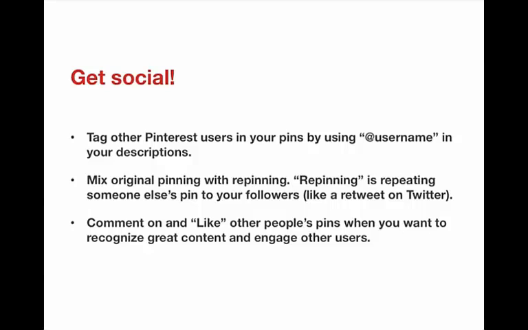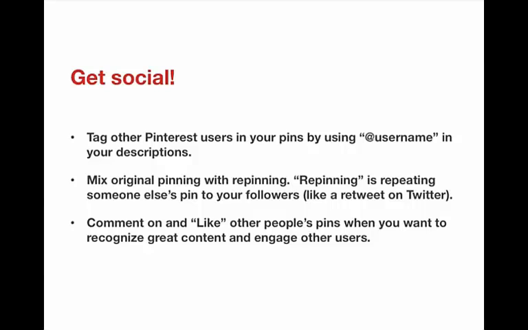So get out there, get social, tag other Pinterest users in your pins, and let them know that you're following them and that you're recognizing them for their interesting pins, right? And the way you do that is by putting the @ symbol in front of their username in your descriptions. If you do that, it's going to notify them and it's going to notify other people that you're recognizing them and communicating with them in that social network.